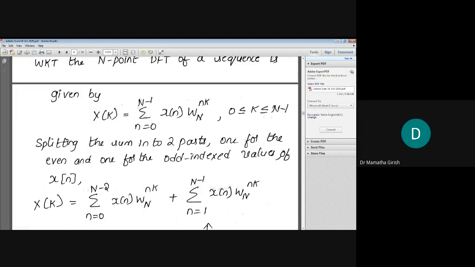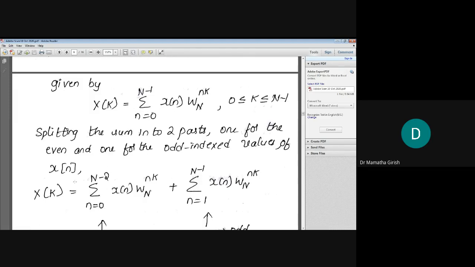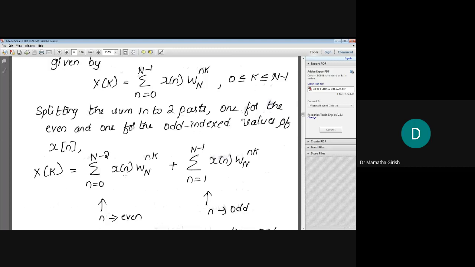The whole summation is split into two individual summations, one representing the even indexing and the other representing the odd indexing. Please note that within the summation, the term remains the same. But for the summation indices, there exists a change. For even indexing, the indices run from 0 to N minus 2. For odd indexing, it runs from n equal to 1 to N minus 1.